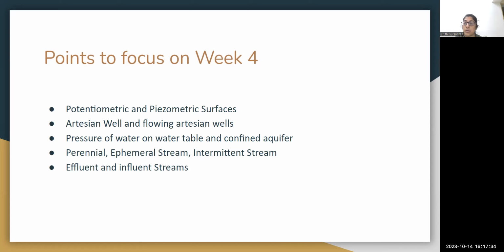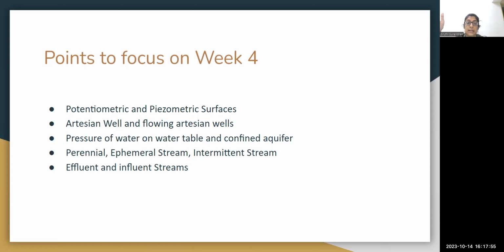Also you have to be aware of what an artesian well is, what flowing artesian wells are, and the different types of wells: dug wells, tube wells, and bore wells. Then, what is the pressure of water in aquifers and confined aquifers.